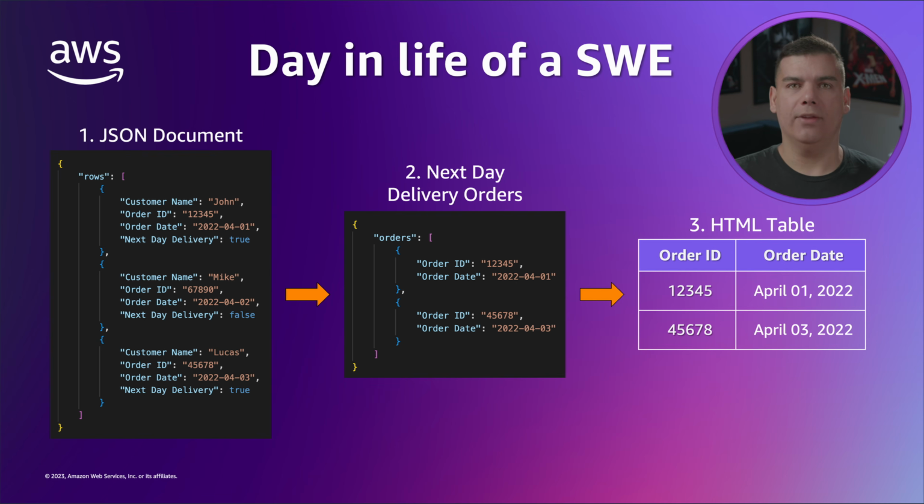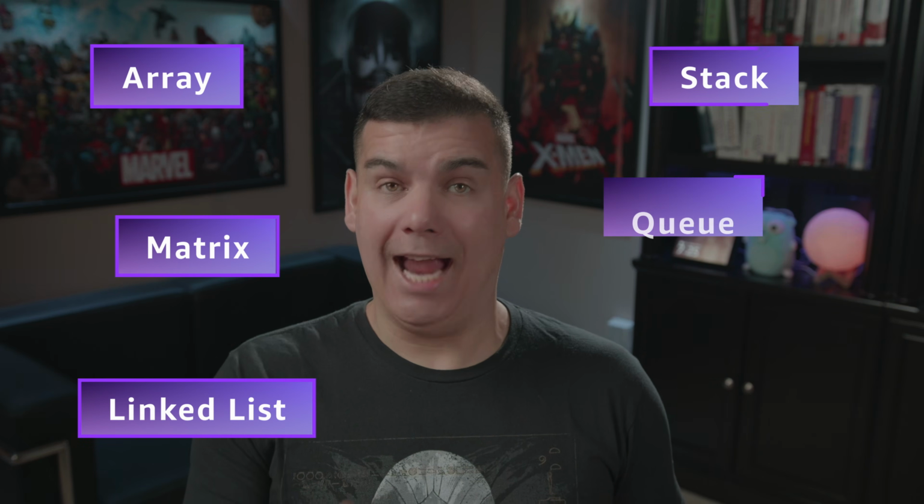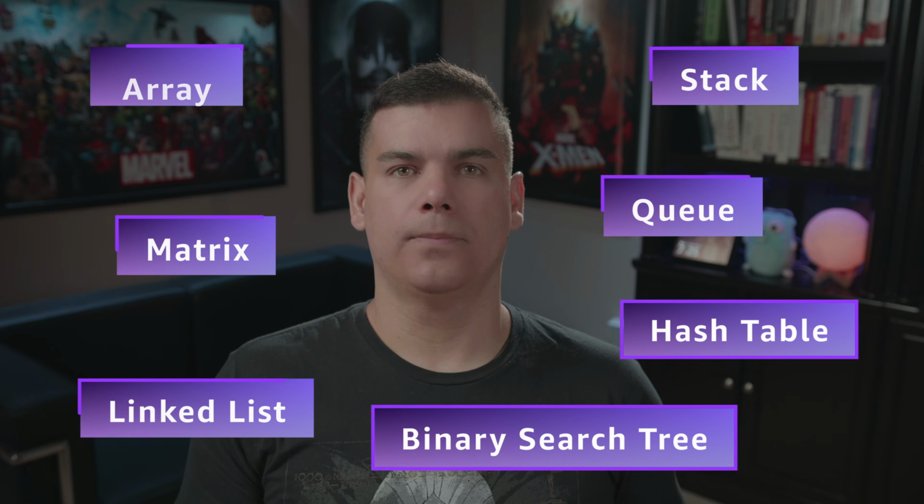Think about learning them as an investment in yourself. In this series, I'm going to focus on the 7 most common data structures explored in coding interviews. This list includes arrays, matrices, linked lists, stacks, queues, hash tables, and the binary search tree. For each one of them, I will spend some time talking about the scenarios where they're used, how data is organized in memory, and of course, I am going to implement each one of them.